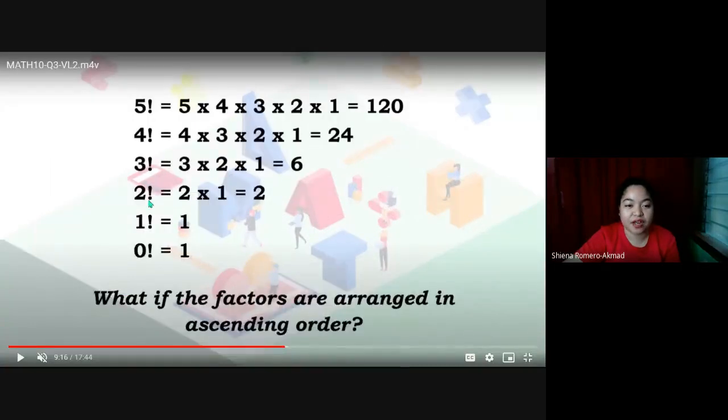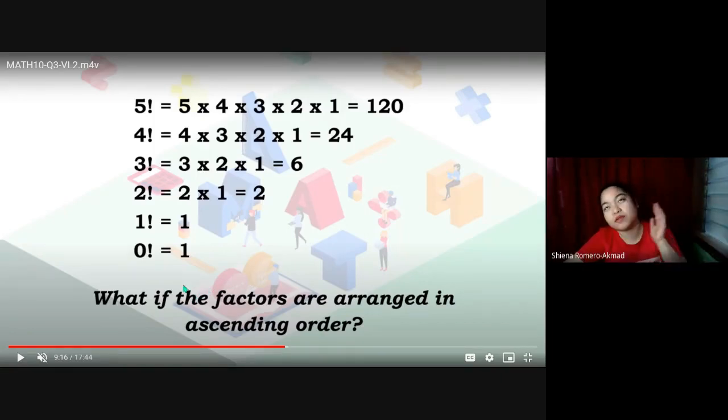We have here 5 factorial, 4 factorial, 3, 2, 1. All those are factorials. So we have 5 factorial is 120, 4 factorial is 24, 3 factorial is 6, 2 factorial is 2, and 1 factorial is 1. And in factorial, one of the rules, okay, is that when you have 0 factorial, it is also equal to 1.